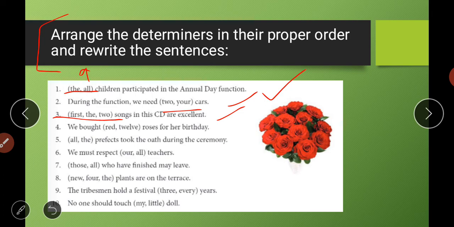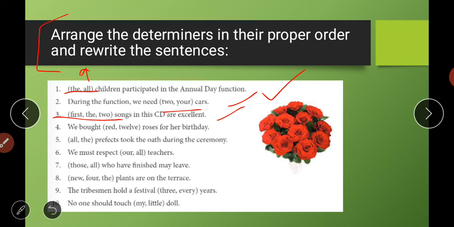Next is, 'we bought red 12 roses for her birthday.' So again, 12 will come first and then red. We bought 12 red roses for her birthday. Then, 'all the prefects took the oath during the ceremony.' Again, 'all' will come before 'the': all the prefects took the oath during the ceremony.